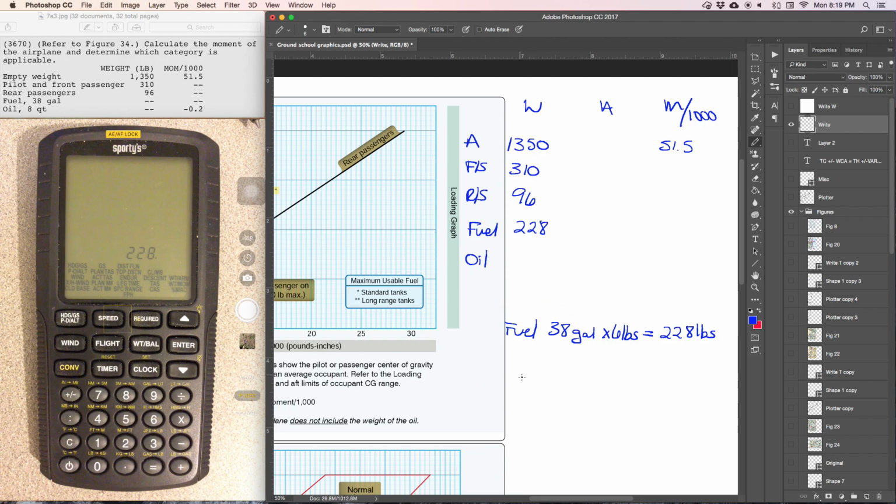The other weight you'll have to memorize is the weight of oil. Oil is 7.5 pounds per gallon. In this case, we're told we have 8 quarts of oil. There are 4 quarts in 1 gallon, so that means we have 2 gallons of oil. 2 gallons of oil times 7.5 pounds per gallon is going to be 15 pounds of oil.